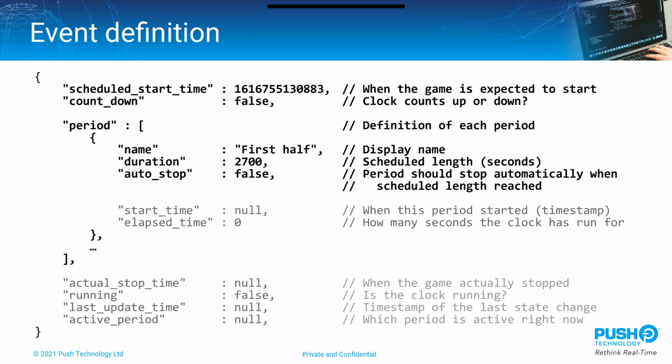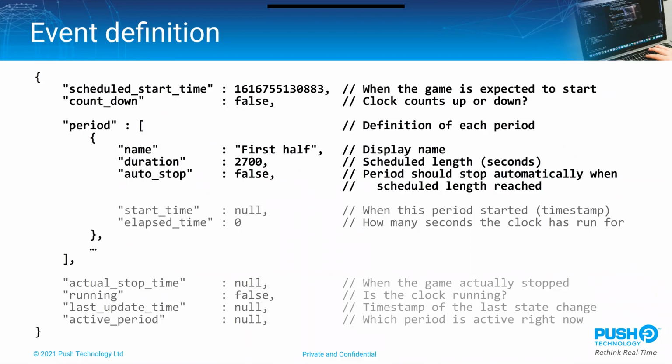It doesn't keep going. The next two parameters here, start time and elapsed time, are both used at runtime. We don't need to set those in advance, but I will talk about what they're used for a little bit later. So when a period starts, we're going to set the start time value. If it's the first period of the game, that also equates to the actual start time, which is why we didn't need to specify it alongside the scheduled start time parameter for the event.